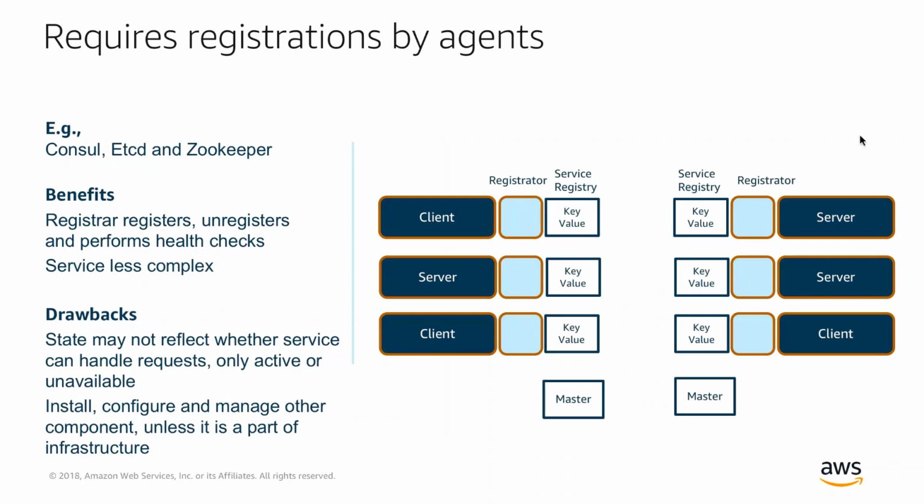But it does have some downsides, because what you end up having is you have this very complicated key value system to query. And it requires some custom layers to actually fetch information, choose one of the values from that key value store, and then send traffic. And it doesn't always represent the true state of the service.